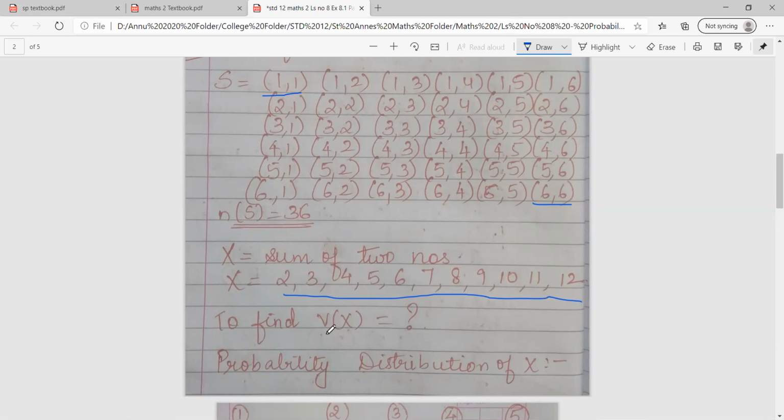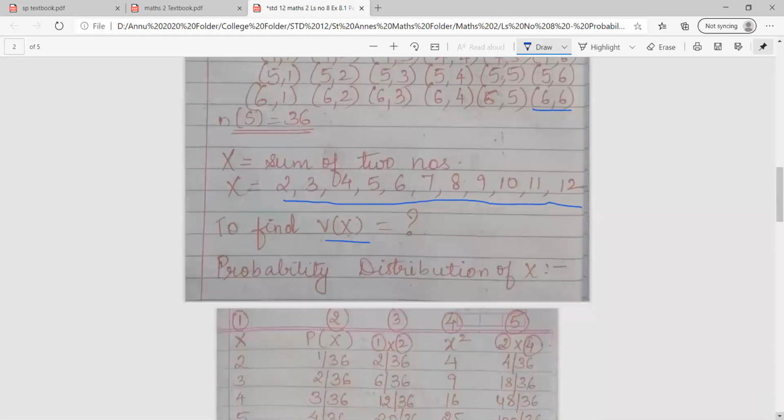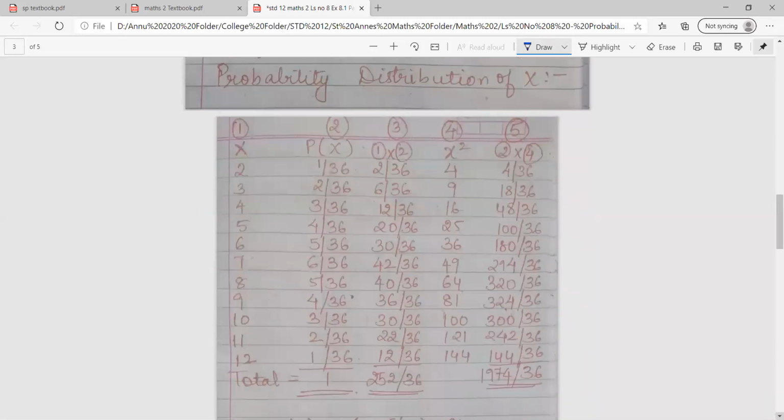Now in order to find V(X), class, again we need the probability distribution table. So first we'll be preparing the table like this. The probability distribution table will have the first two columns, X and P(X). So in X, I have written 2 to 12, all the values, and probability of X is n(A) upon n(S). What are the chances of getting 2? Only 1. So the answer is 1 upon 36.